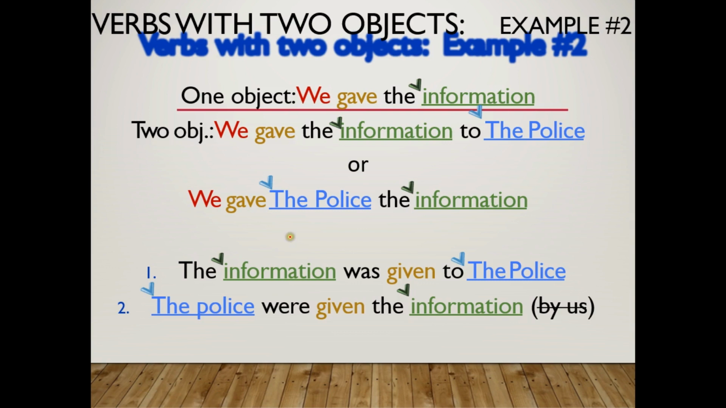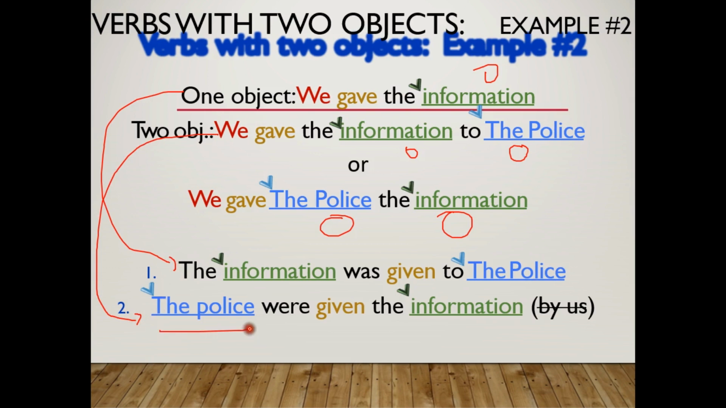Okay, this is: we gave the information. This is one object. We gave the information to the police. Object, object. There are two objects. We gave the police the information. This is object and object. Okay, let's take a look. The one object, let's change it: the information was given to the police. What about the other object? Let's change it to the passive voice.